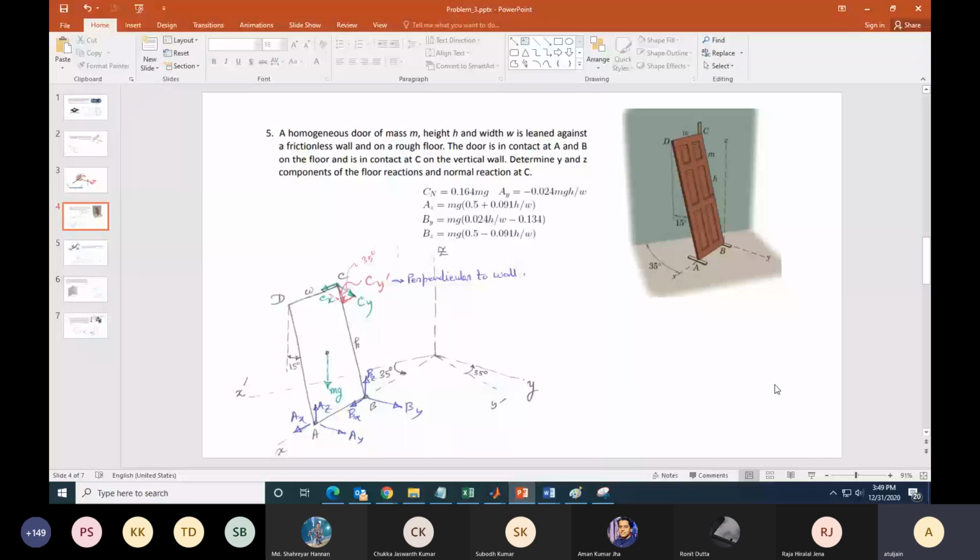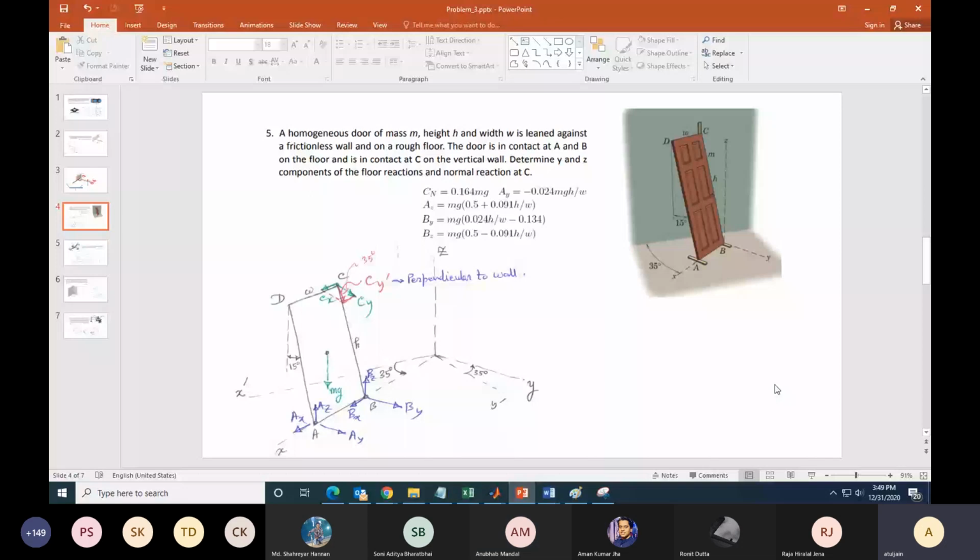Sir, I tried solving this for the normal reaction at C, sir, but I am not getting that. I am getting 1339 into mg. That is fine. Sir, the answer of NC is not matching, sir. Yes, sir. There is some error in the answer. Okay, but we'll get that later. I want to make sure everybody understands now geometrically how the door is resting.